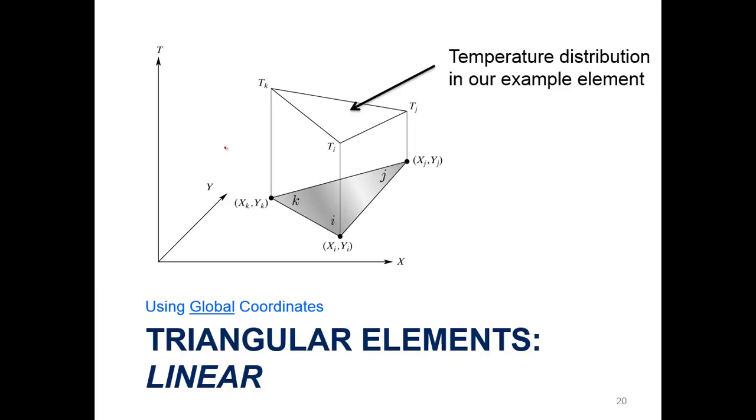So we're going to look now at triangular elements, using global coordinates, and these are linear. So right now we just have three nodes, I, J, and K. And this is just the overall shape of that element. And if we looked at the pattern of the temperature across that element, we could have something like this. So that's the temperature distribution.